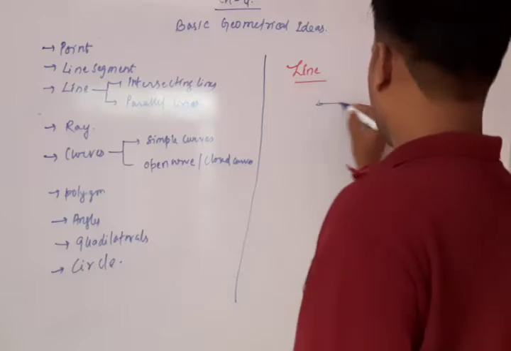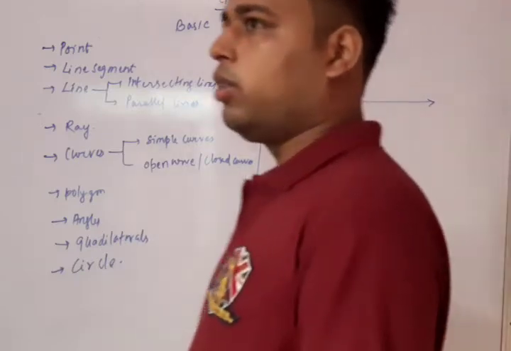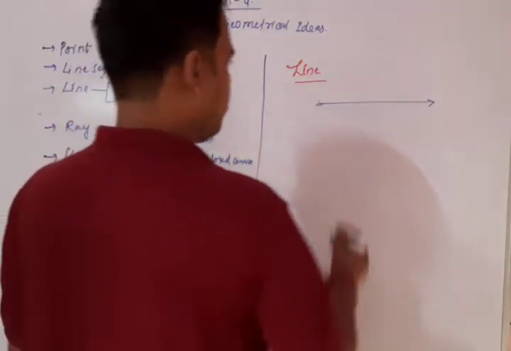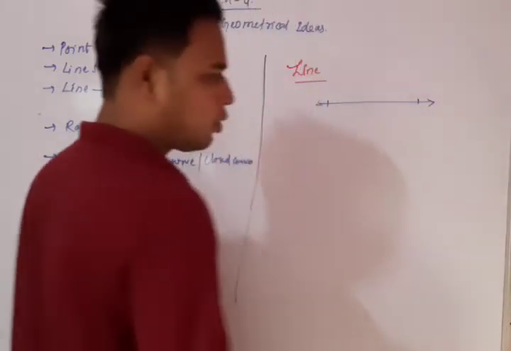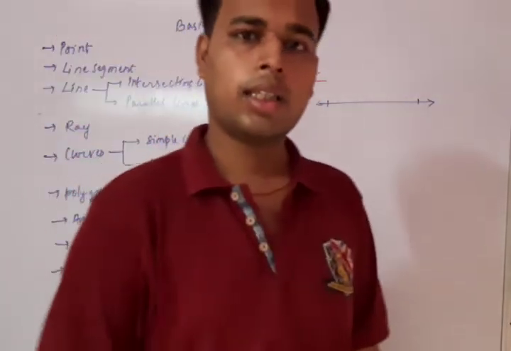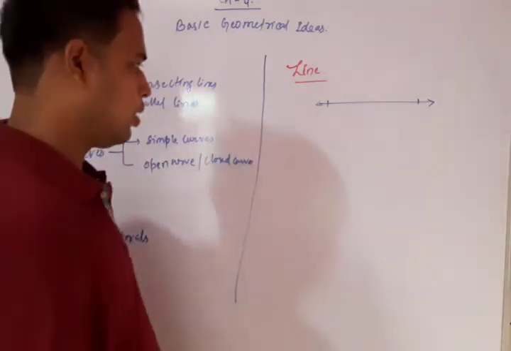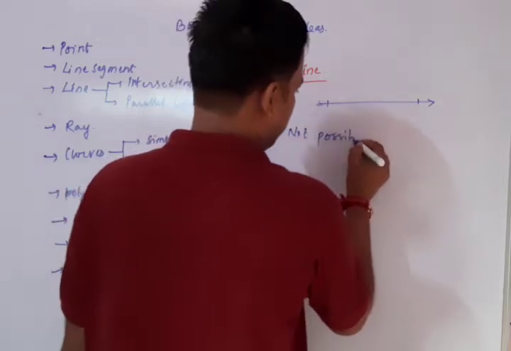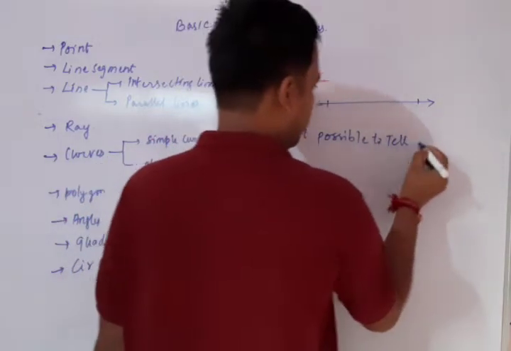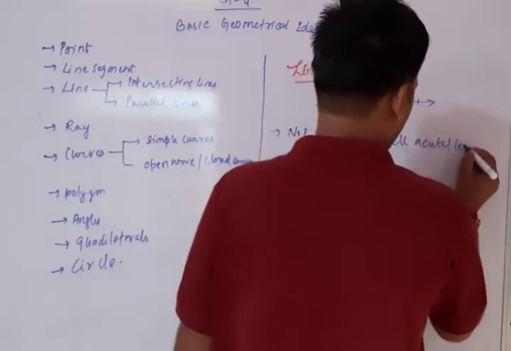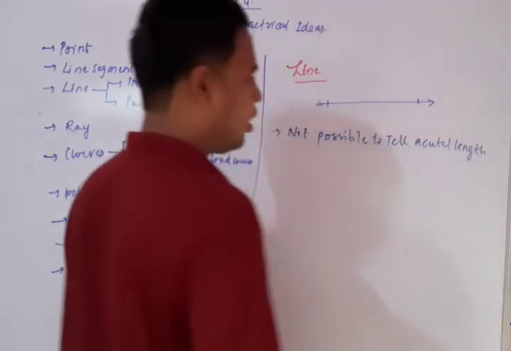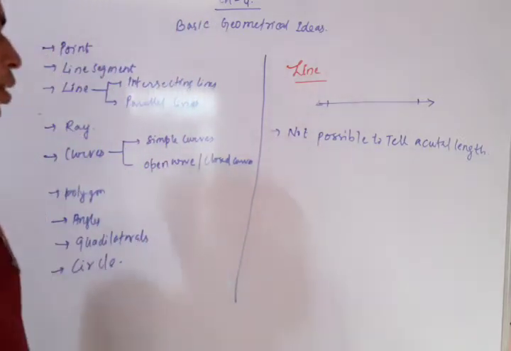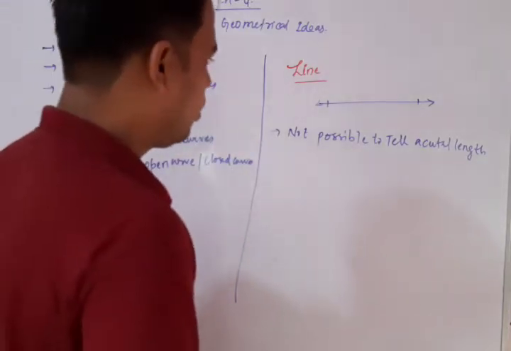Line. It has no terminating end. It has non-terminating ends. Means it has no terminating. So we cannot say the actual length of a line. It is not possible to tell the actual length. क्या होगा कि हम लोग बता ही नहीं सकते हैं कि एक्चुअल लेंथ क्या होगा लाइन का. What will be the actual length of line?